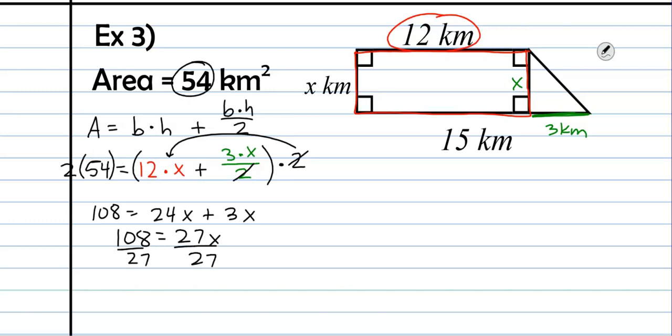And again, there's multiple ways to do that. If you didn't like doing it that way, I'm sure you can come up with something else that would work. But we do end up with 4 equals x. So the height in both of our figures here is 4 kilometers. All right, I think that's about as tricky as they get on these ones, algebraically at least.